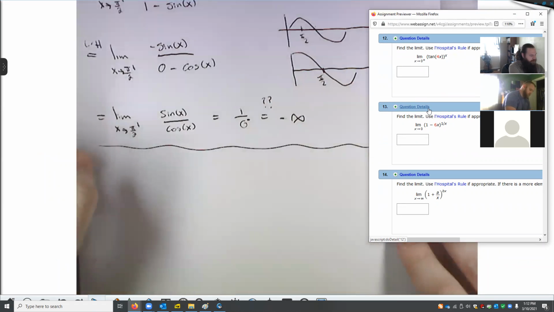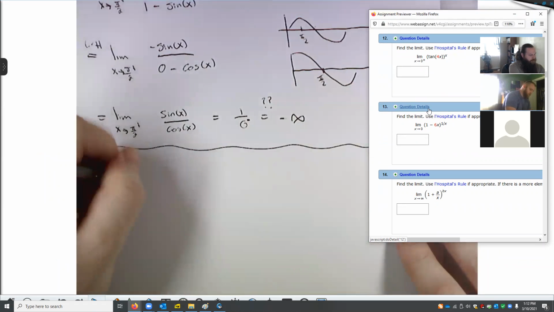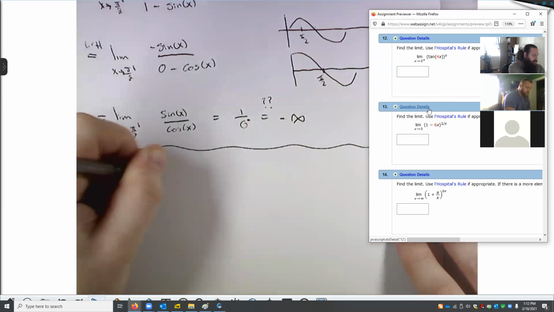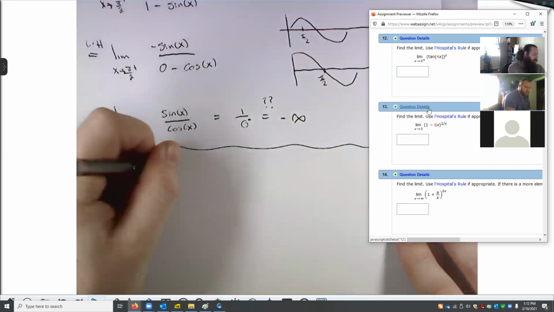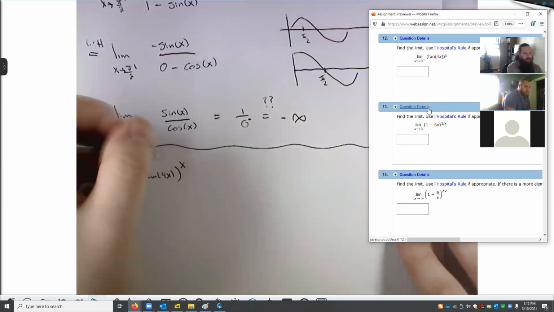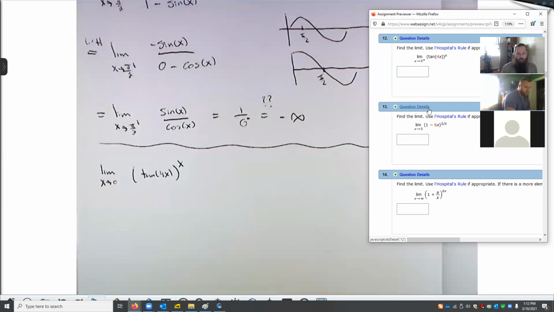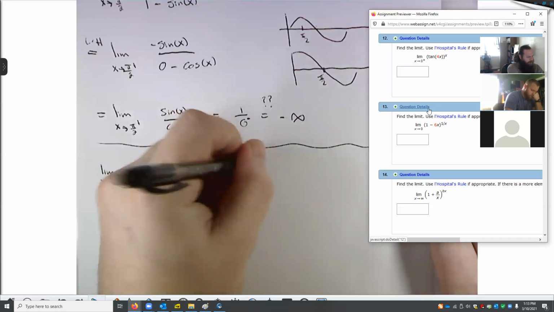So we want the limit as x goes to 0 of the tangent of 4x all raised to the power of x. What have we tried so far, Katie? I got all the way down to the L'Hopital's rule, but then when we have to do it again, taking the derivative of the top one was what confused me.